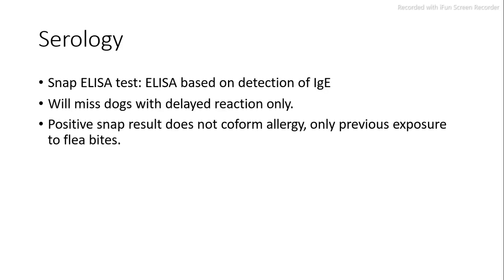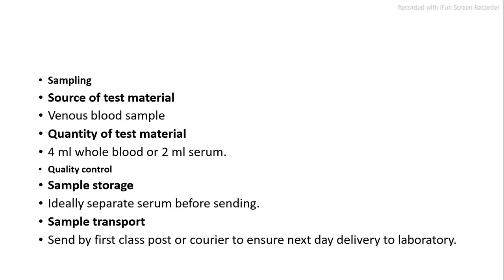Serology. SNAP ELISA test, ELISA based on detection of IgE. Will miss dogs with delayed reaction only. A positive SNAP result does not confirm allergy, only previous exposure to flea bites. Sampling source of test material: venous blood sample. Quantity of test material: 4 ml whole blood or 2 ml serum. Quality control, sample storage: ideally separate serum before sending. Sample transport: sent by first class post or courier to ensure next day delivery to laboratory.